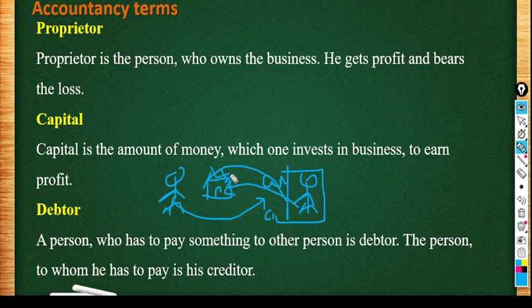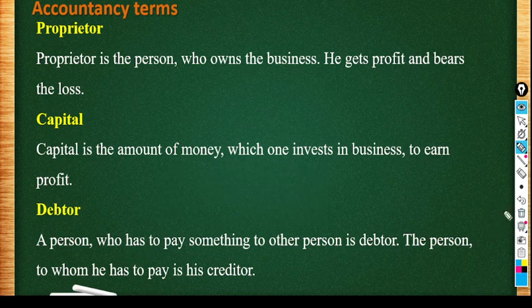Because he has the liability to pay the cash, but he will pay later. So the person who comes to the business is a debtor, and the business to this person is called a creditor. Note this in mind. Next one.